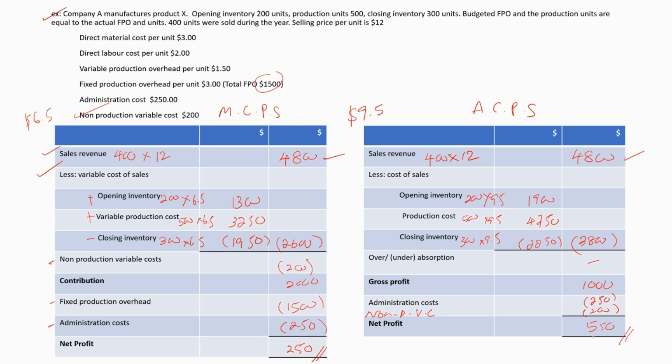Now you can see the profit figures are not the same. Under marginal costing it is 250, under absorption costing it is 550. This is because we value the inventories using different figures. Under marginal costing we valued our inventory using the 6.5 figure, but under absorption costing, we valued our inventory using the absorption costing figure, which is 9.5. This is the reason why the profit figures are different. So now let's discuss the exact reason why this is happening.